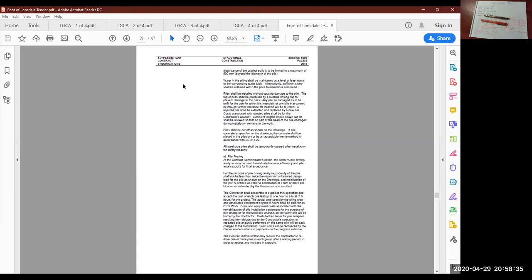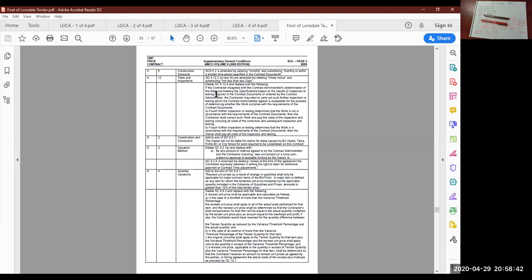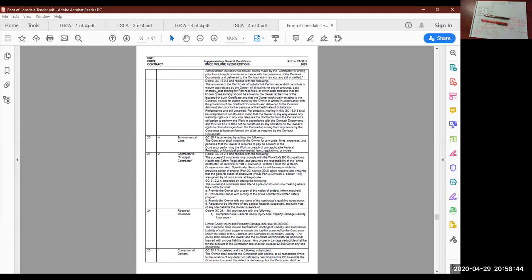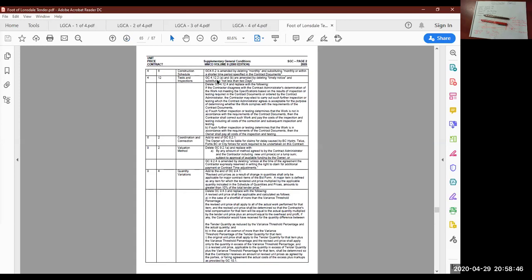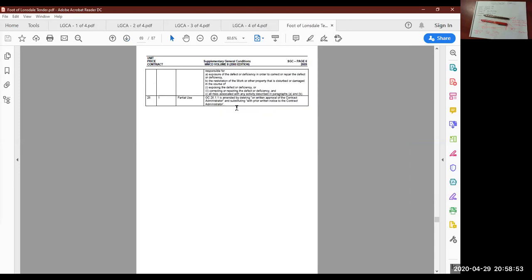So scrolling through all the specs. This is only a short general conditions from the MMCD. This is only a short few pages that they've copied out of the MMCD and inserted here. The MMCD is about 2 to 3 inches thick, so it's a relatively thick book. It's probably 300 or 400 pages.